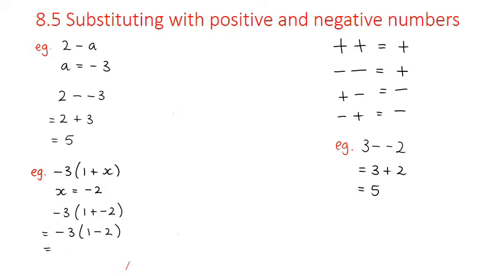BIDMAS says that we have to do our brackets first. So 1 minus 2 is negative 1. And with our brackets, it's actually multiplication. So we're doing negative 3 multiplied by negative 1. 3 times 1 is 3, and the two negatives make a positive. So we get positive 3.